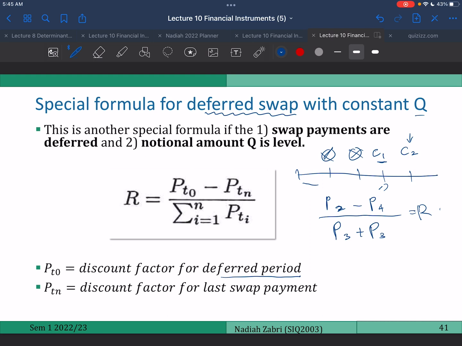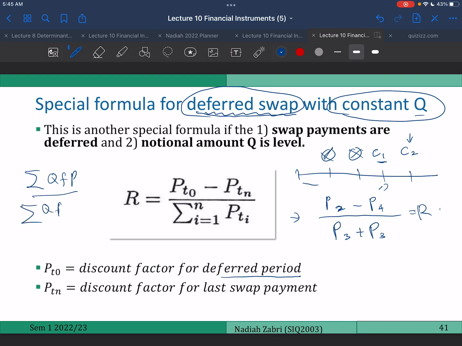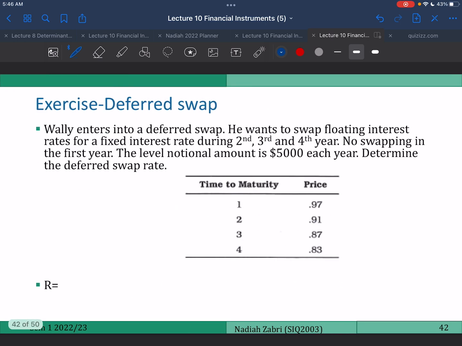So again, I reiterate the condition to use this simple formula: 1, it is deferred. 2, the Q has to be constant. If Q is not constant, even though it's deferred, you will have to follow the long formula in the beginning just now, QF times P over QP. You have to follow the long way. This, okay. So let's do an exercise for the deferred swap.